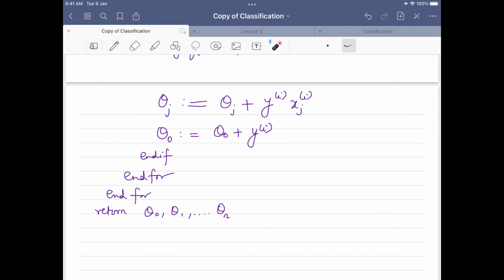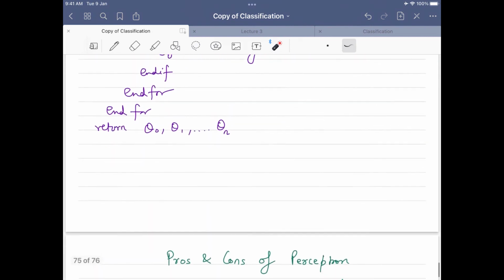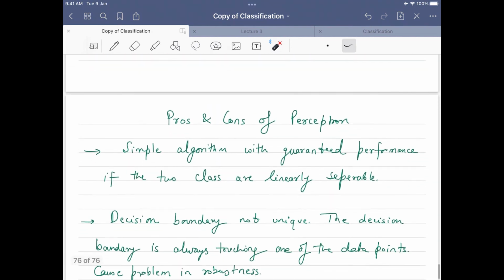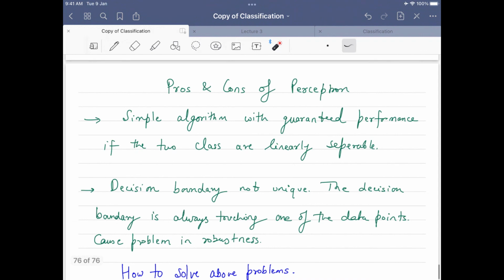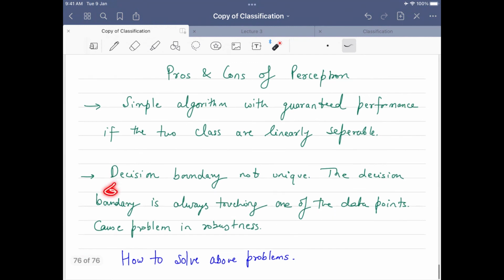So this finishes off with your perceptron algorithm, and the pros and cons of the perceptron algorithm are, as I have told you, it's a simple algorithm, but it will only deal with two classes which are linearly separable. As I told you, if they are not linearly separable, your boundary will oscillate and it will not give you the final answer. And the second problem is that the decision boundary is not unique, which I have already told you, that there will be multiple decision boundaries depending upon where you start.